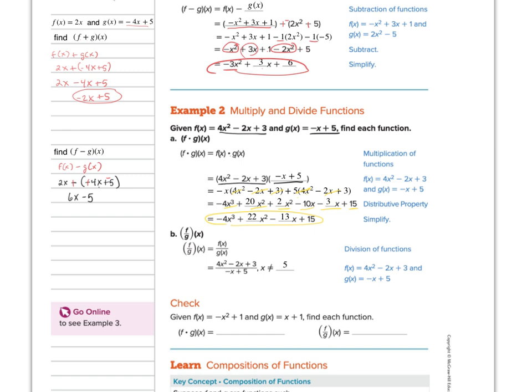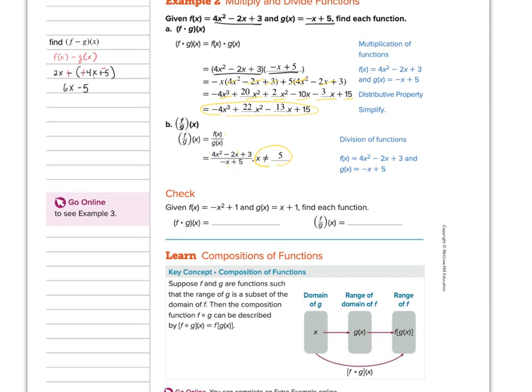Division, well, they took f of x and they divided it by g of x, and I do not believe there's anything further to do there. Are we able to factor? We cannot factor this trinomial any farther. And then I guess this is the one caveat that they want to make sure that you know, that x cannot equal 5, because if x was 5, the denominator would be 0 and it would be undefined. So that's a limitation. We have a constraint that we have to make sure we're aware of.